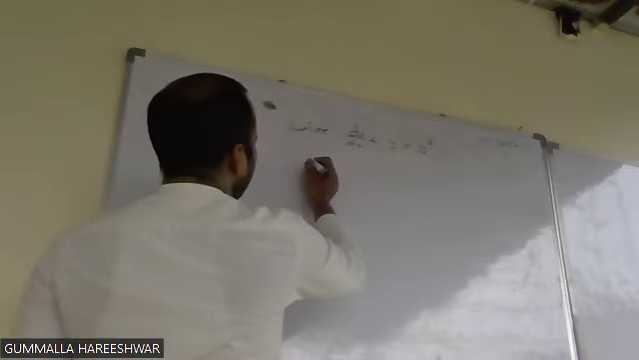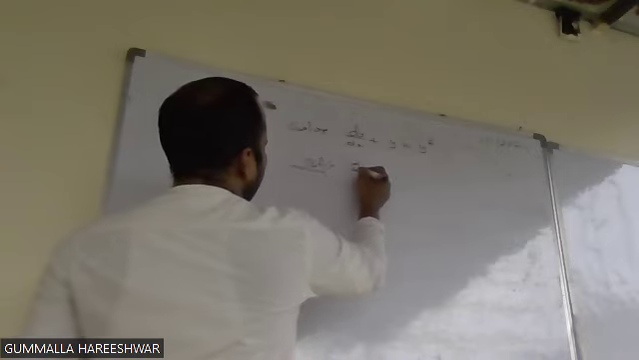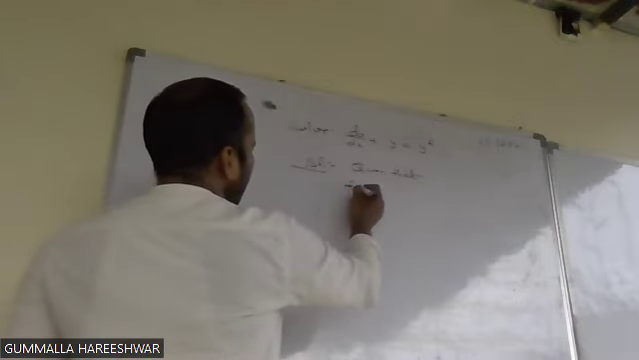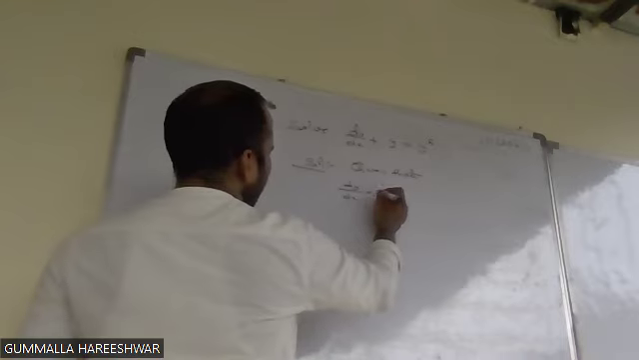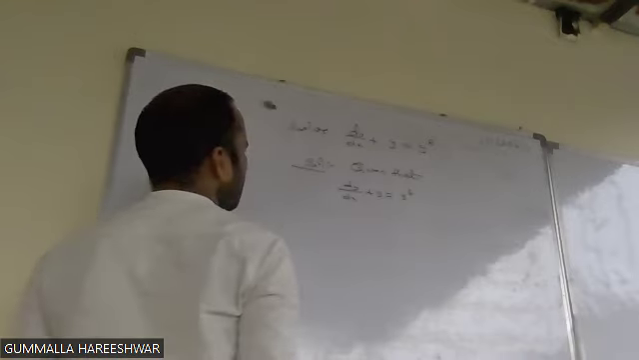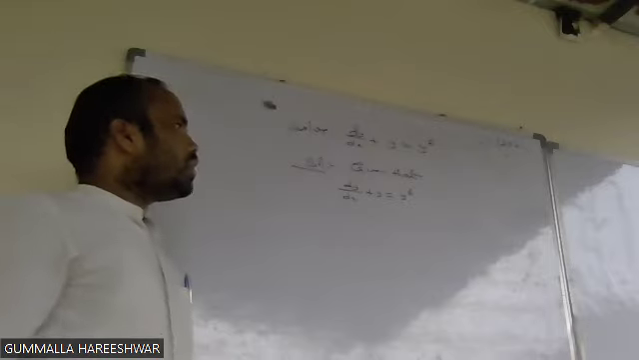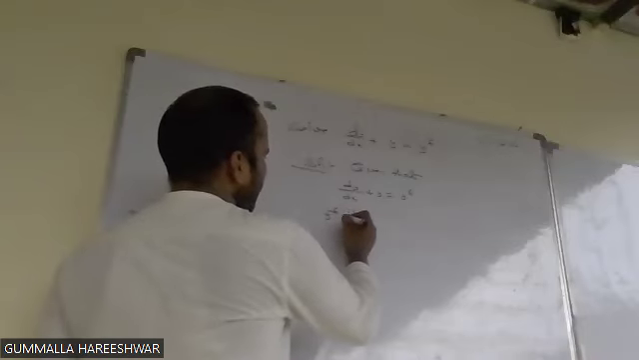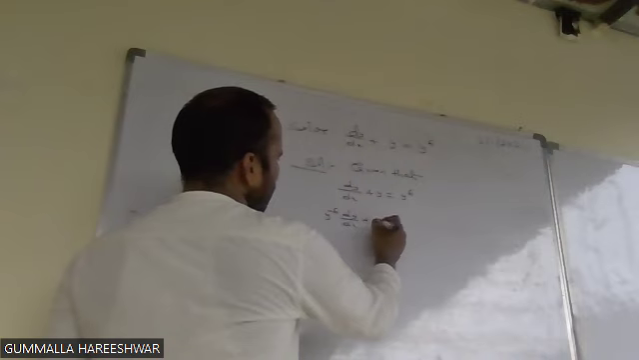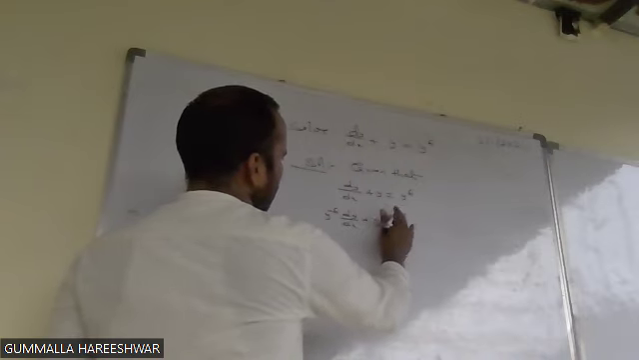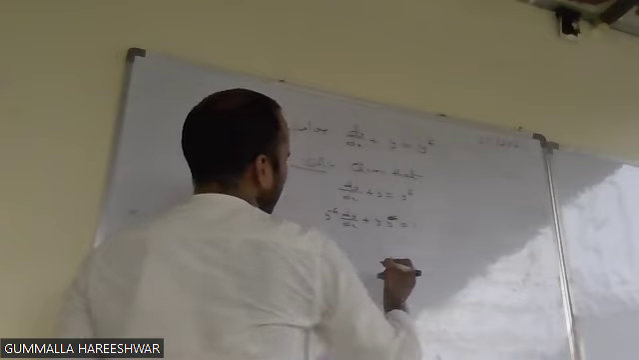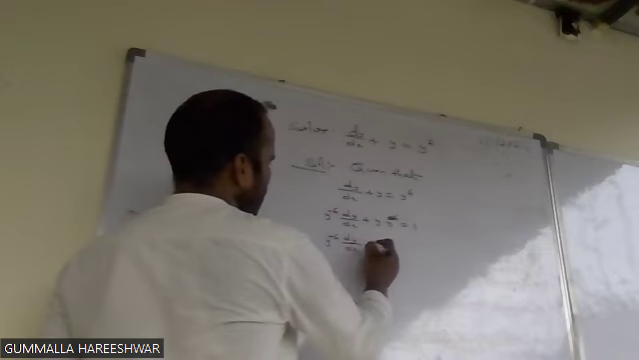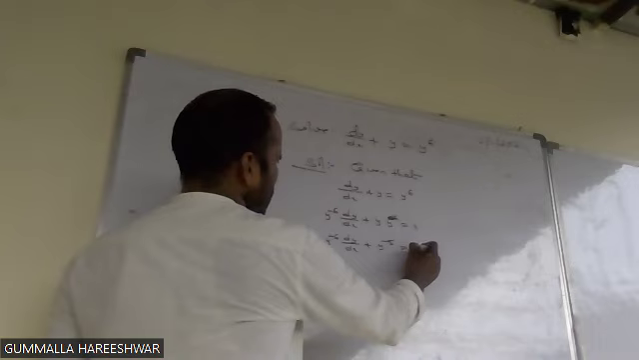Now, given that dy by dx plus y is equal to y power 6. The first step is to divide this equation by y power 6. We get y power minus 6 dy by dx plus y into y power minus 6, that is, y power minus 6 dy by dx plus y power minus 5 is equal to 1.